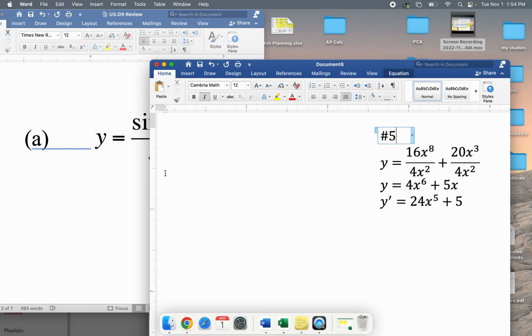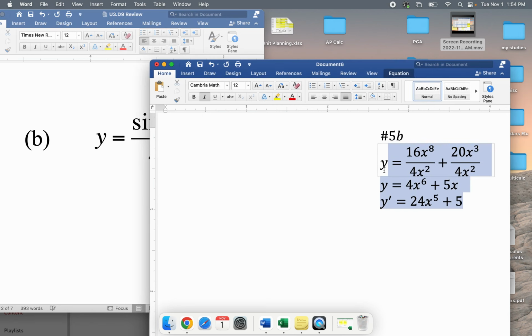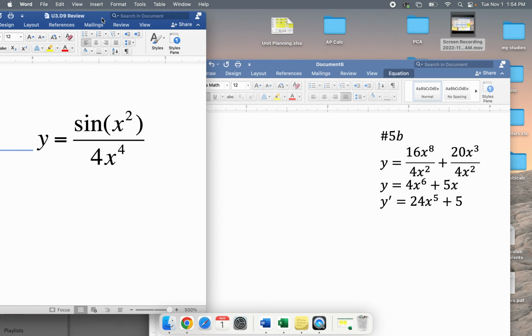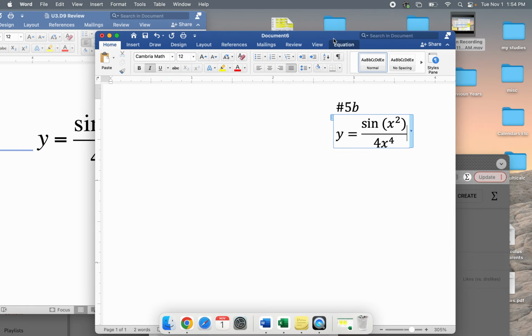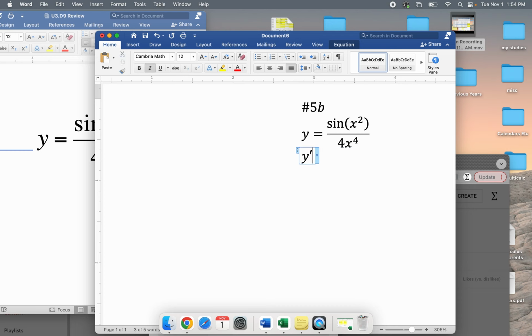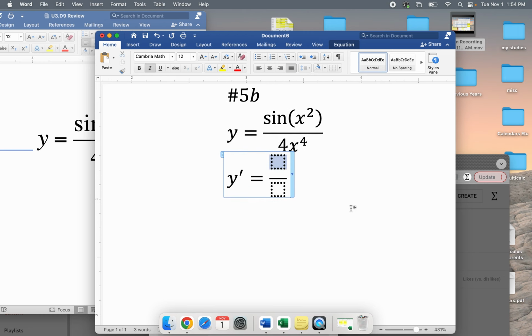I'm going to call this 5b, even though it says a, it should say b. So our function is sine of x squared over 4x to the 4th. Okay, fine, so we need the quotient rule. Do you notice that the numerator is itself a composition? That means this derivative is going to get pretty complicated, so I'm not actually going to take any derivatives yet. I'm just going to set the quotient rule up and postpone the differentiation.